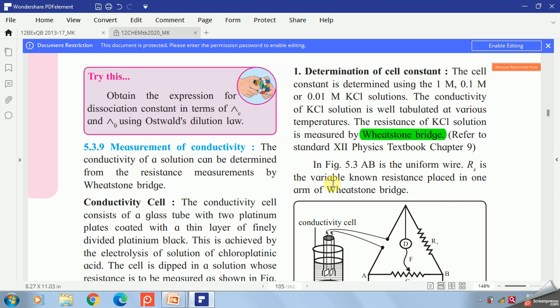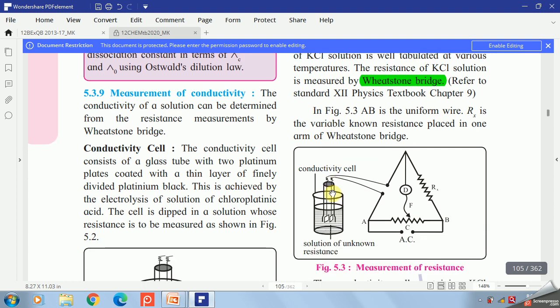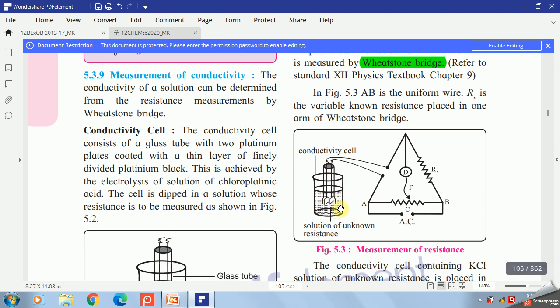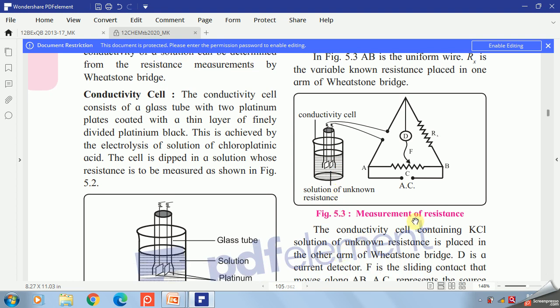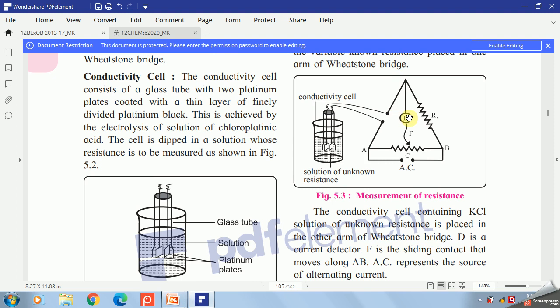Wheatstone-Bridge principle. So here is the figure to measure the resistance. So AB is a uniform wire. Rx is a variable known resistance placed in one arm of the Wheatstone-Bridge, and the solution whose resistance is to be measured is placed on another arm. So here the conductivity cell containing KCl solution of unknown resistance is placed on the other arm of the Wheatstone-Bridge. D is a current detector.